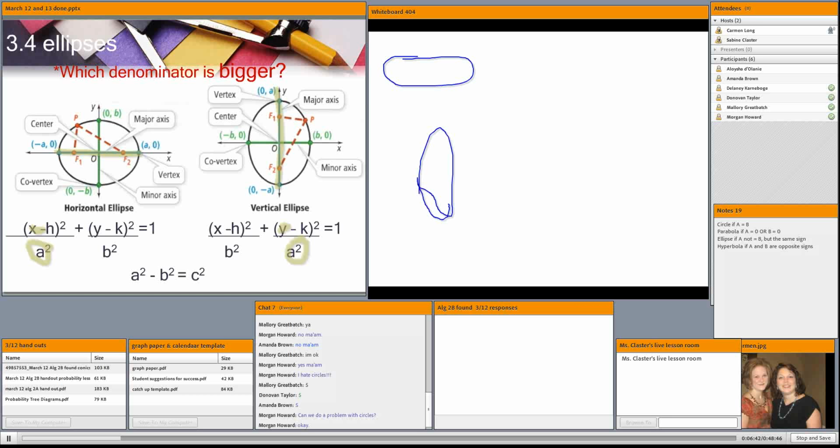If the center is not 0, 0, it's still the same thing. From here to here is the B value, and from here to here is the A value. So it doesn't matter where the center is, whether it's 0, 0 or 2017, you can count over. So it's very good to have a graph with some graph paper. The foci points are always on the major axis. The major axis is the longer one.